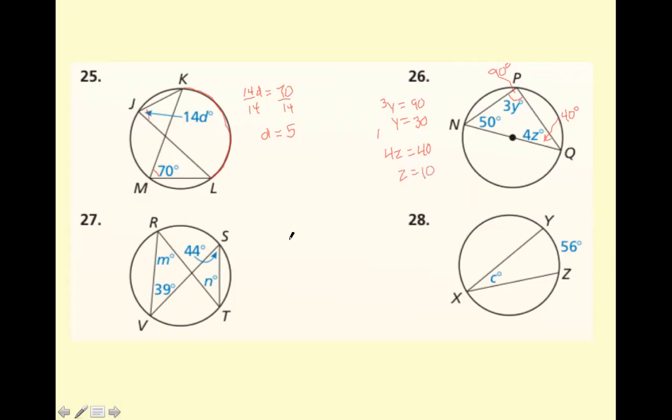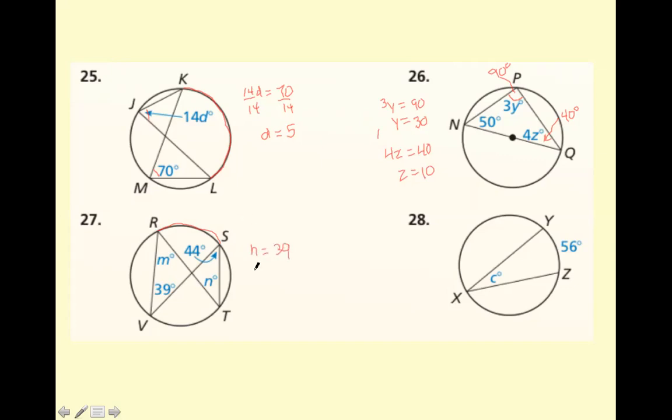All right, number 27. Seems like a lot going on there, but it's not that bad. I have this angle down here, 39 degrees, an inscribed angle, intercepting arc RS. If I look at the figure, I have another angle that intercepts arc RS, and that's this angle down here, angle N. So N has to be the same as this angle, right? They both intercept the same arc. So N is equal to 39.